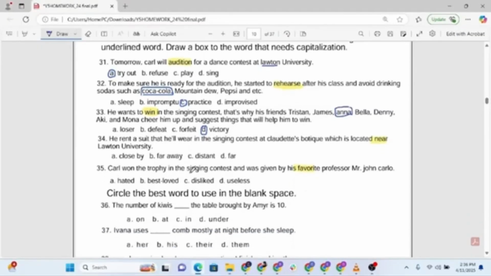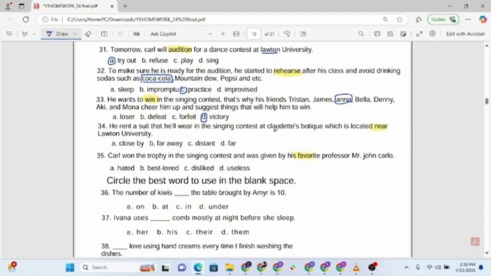Question 34. He rent a suit that he will wear in the singing contest at Claudette's Boutique, which is located near Lawton University. The correct answer is option A, close by. Draw a box around the word Claudette's to show that it must be capitalized. Explanation. Near here means close by. The name Claudette's must begin with a capital letter.